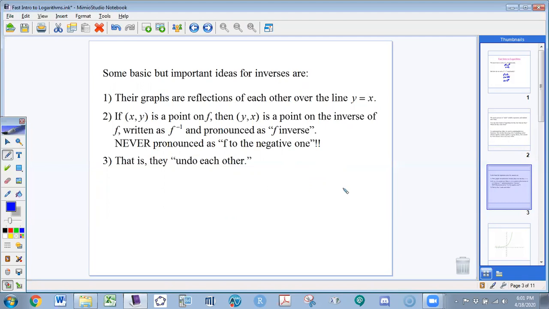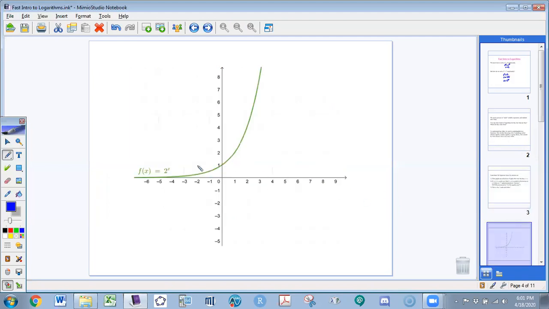So if I take off from these ideas and look at the function 2 to the x, we already know some of the points on this graph. We know that this graph goes through (0, 1), since 2 to the 0 is 1. It goes through the point (1, 2), since 2 to the first power is 2. It also goes through (2, 4), since 2 to the second power is 4. Another point is (3, 8), since 2 to the third power is 8.